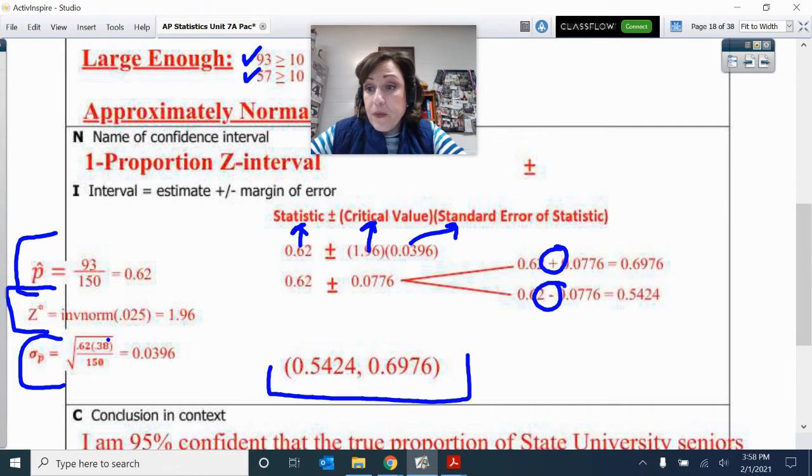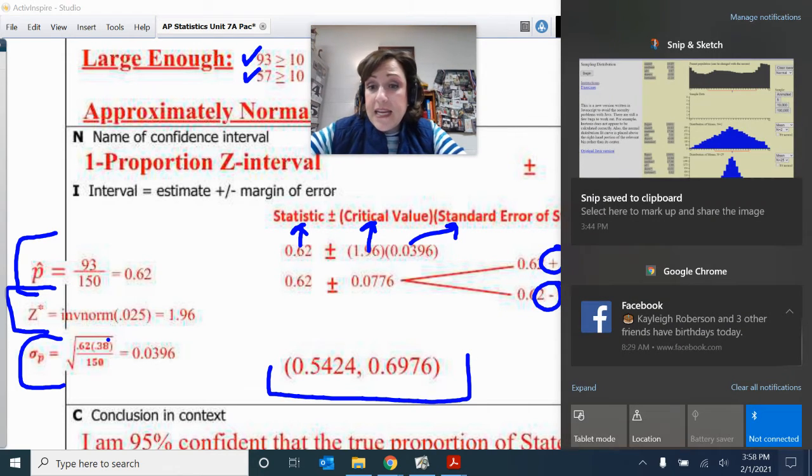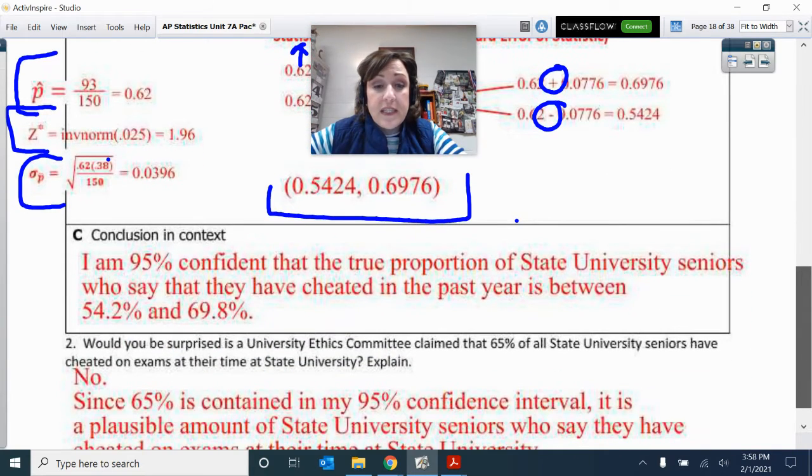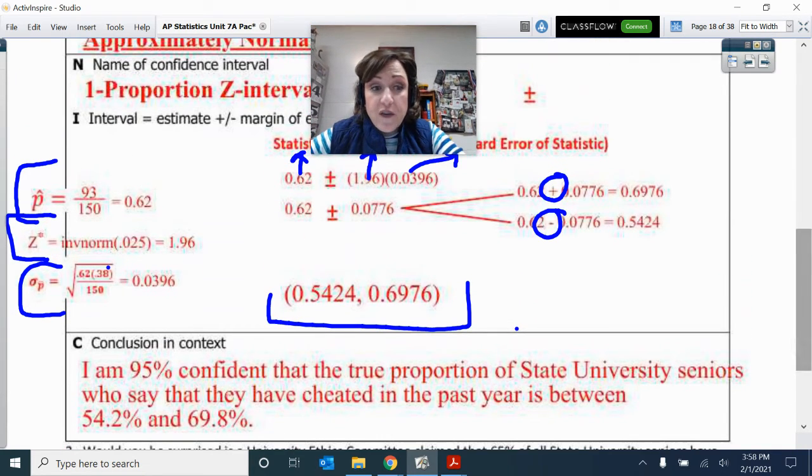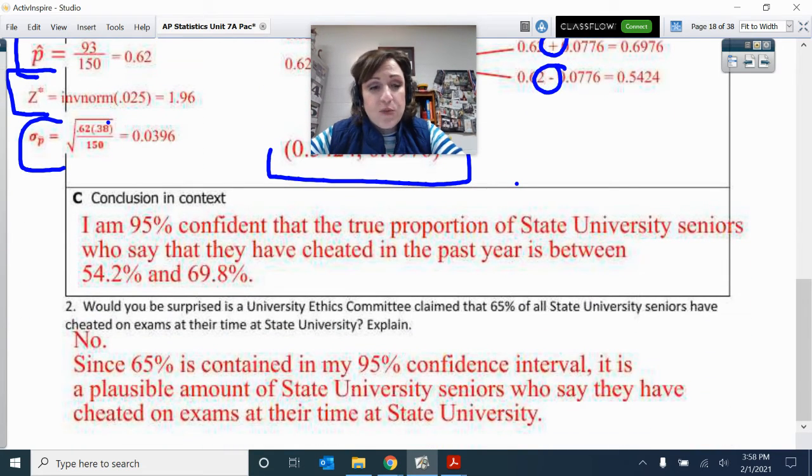And then you say, I am 95% confident that the true proportion of state university seniors who say, so in present tense, the ones who currently say that they have cheated in the past, is between 54.2% and 69.8%. I usually just round to the tenths place when I get it into percent.